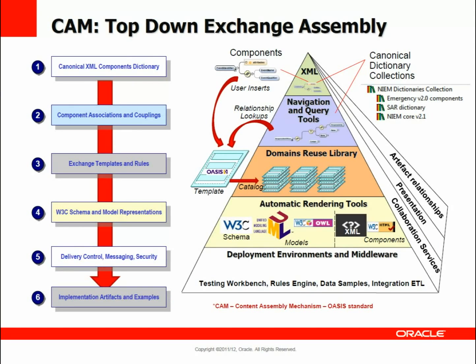And what all this is doing for you is providing this ability to use this pyramid approach, where you start with your XML components at the top level, query and navigate, select those, build your exchanges, and this gives you a domain of reusable libraries of components, not only the exchanges themselves, but the dictionaries. And then from there, using the tools, you can automatically render the components that you need to drive your middleware and your application solutions, creating schema, XML, documentation, and being able to deploy the components with rule engines and so on and so forth.